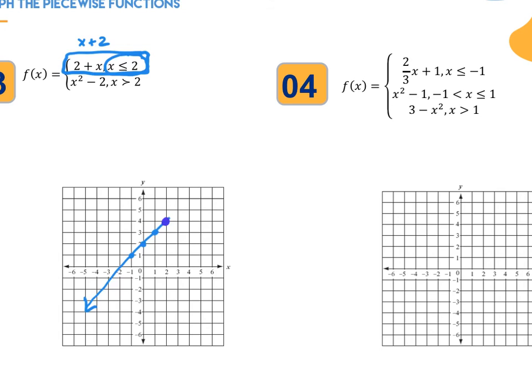Now next comes a parabola. I don't know what that shape looks like yet. I know it's a U at some point, but I don't know exactly yet. So in that case, I would recommend plugging in points. I would start with the 2, and greater than 2 means 3, 4. Plug them in. 2 squared minus 2. 3 squared minus 2. 4 squared minus 2.